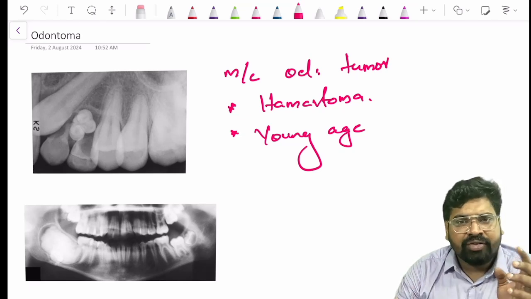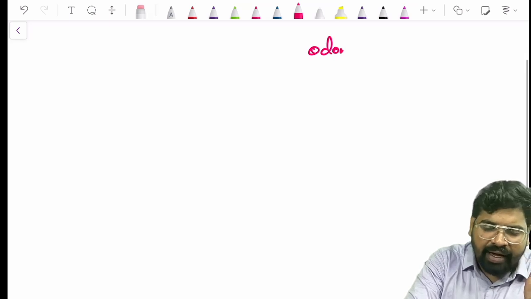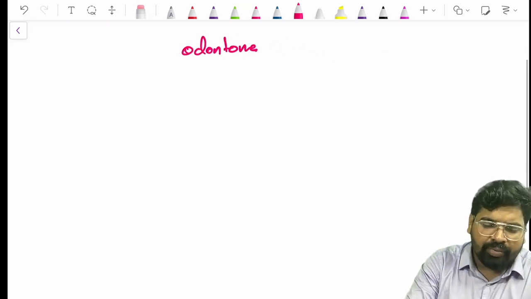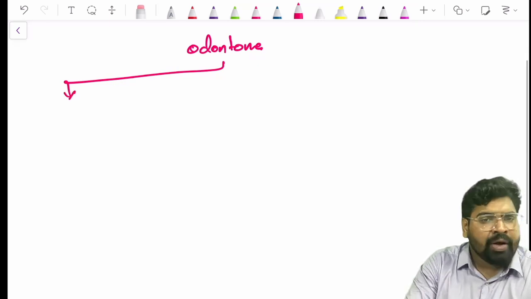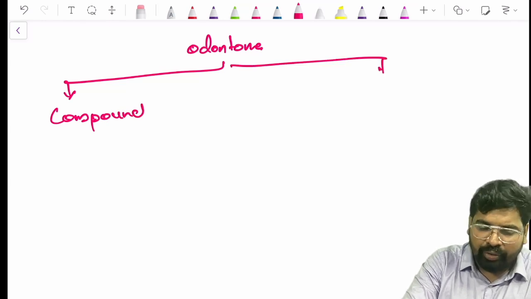Odontomas are of two types. I'm writing here: odontoma is of two types. One is called compound odontoma, and the other is called complex odontoma.